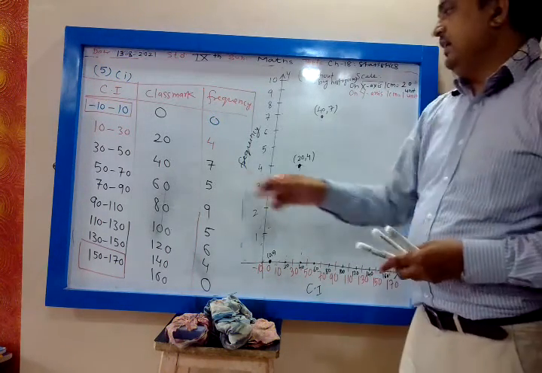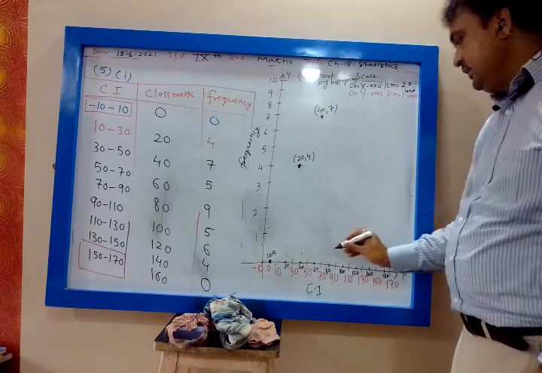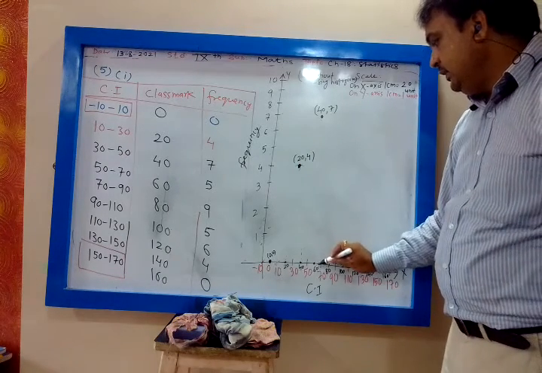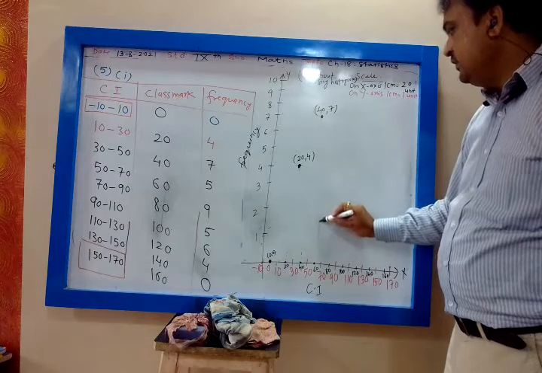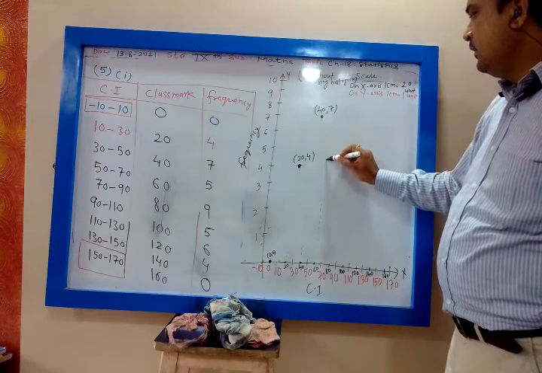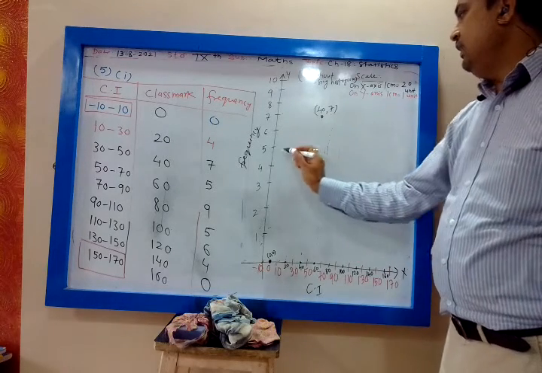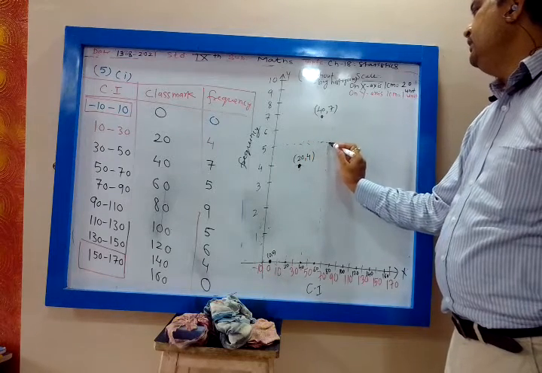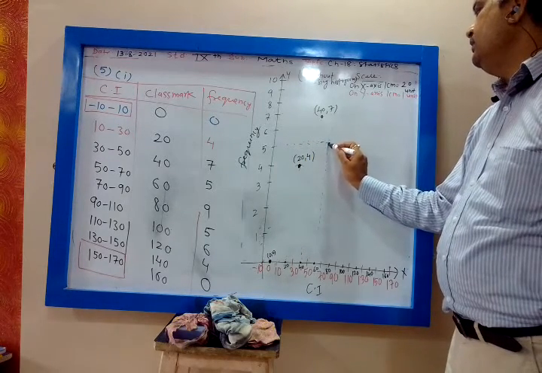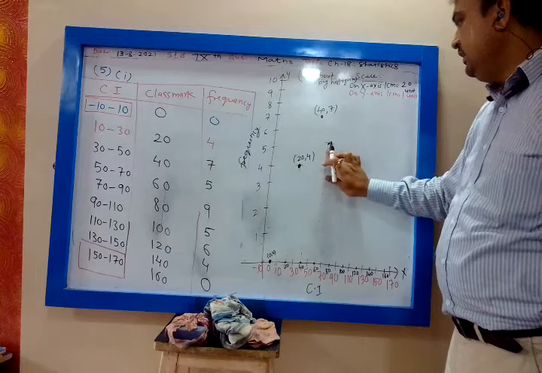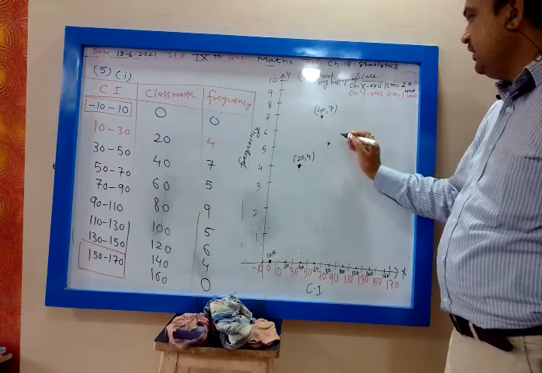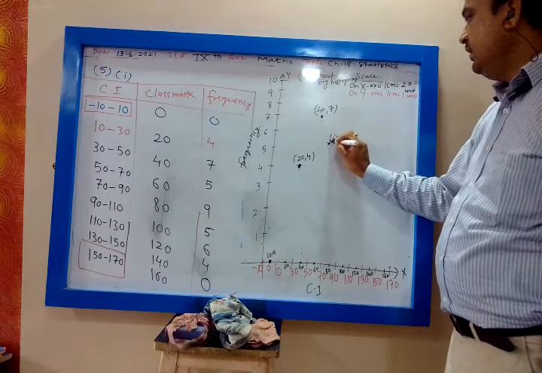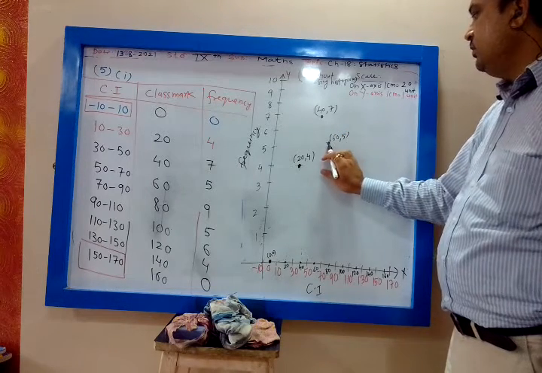Then 60, 5. Draw the dotted line at 60 and frequency is 5. Where they meet, that is my point 60, 5. Okay. This is the point 60, 5.